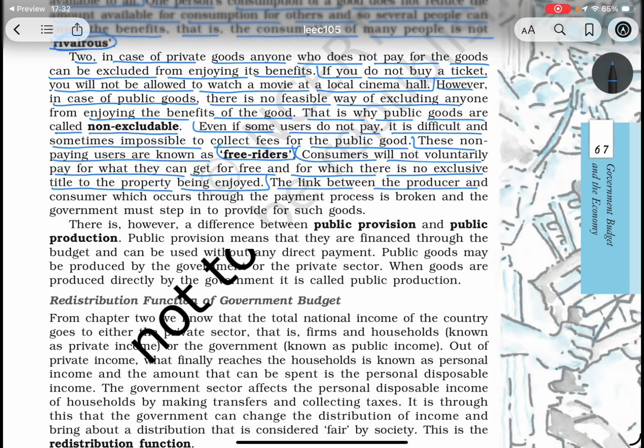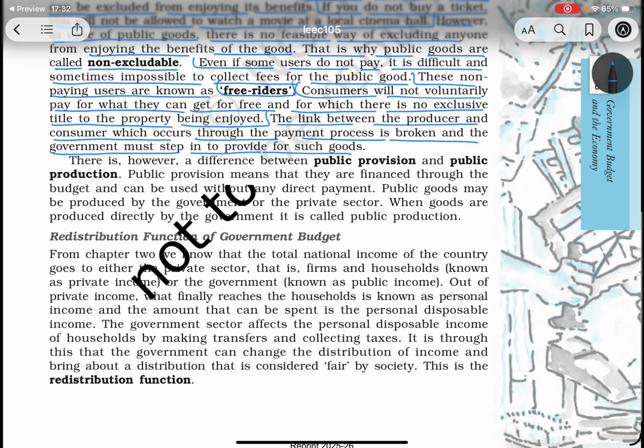The link between the producer and consumer, which occurs through the payment process, is broken, and the government must step in to provide for such goods. There is, however, a difference between public provision and public protection. Public provision means that they are financed through the budget and can be used without any direct payment. Public goods may be produced by the government or the private sector. When goods are produced directly by the government, it is called public protection.